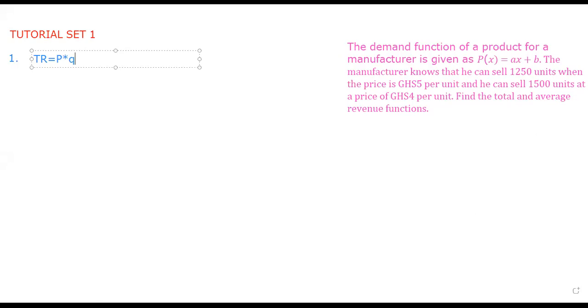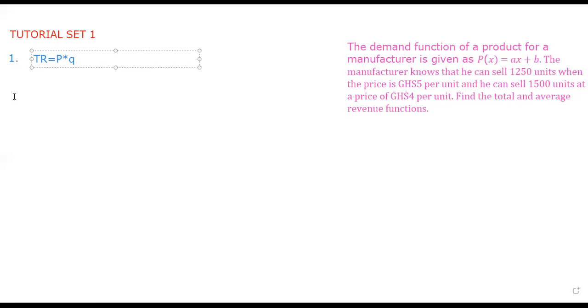You don't have the price, but you have been given certain information that will help you find the price. You are to use that information to develop the price function. The last time I told you that the price function is the same as the demand function. So whenever you are told to find the demand function, it's the same as the price function. So you have to develop the price function, applying the slope of a line. They have given us P of X is equal to AX plus B.